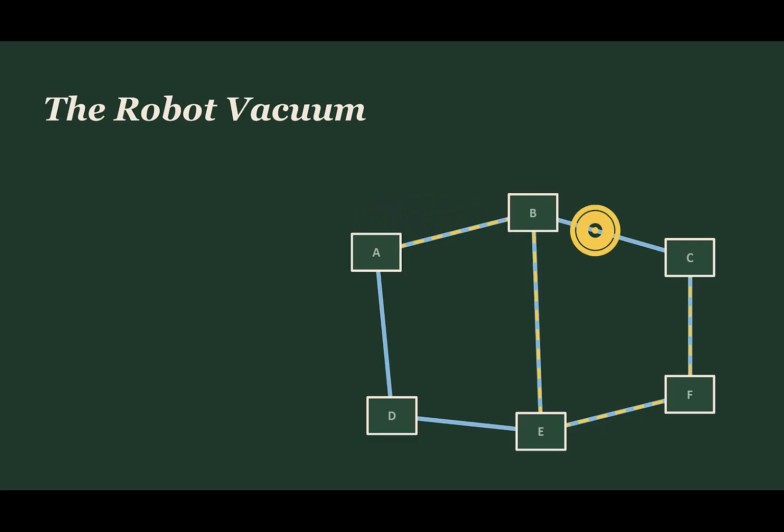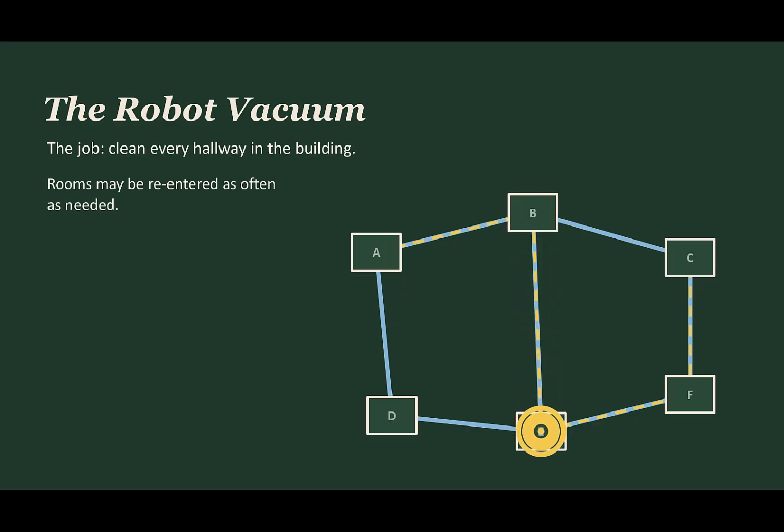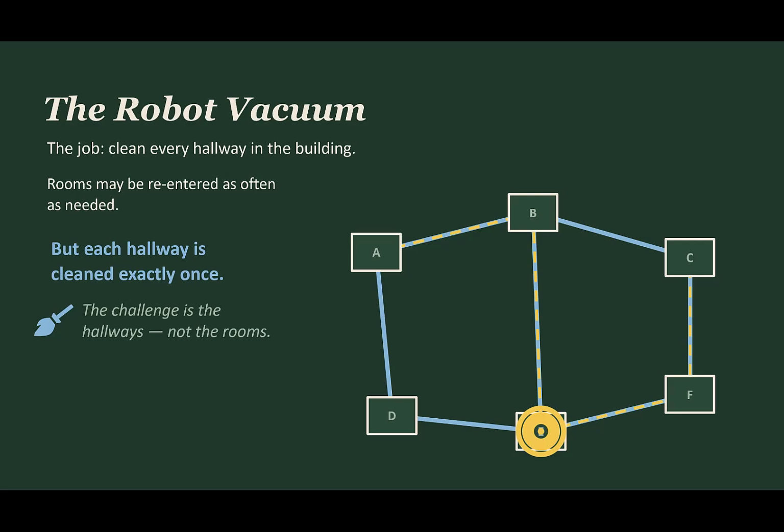Notice the robot is concerned with the hallways, not the offices themselves. It may pass through the same office multiple times if it's necessary, but each hallway should be cleaned exactly once. The challenge isn't visiting every room, the challenge is covering every hallway.